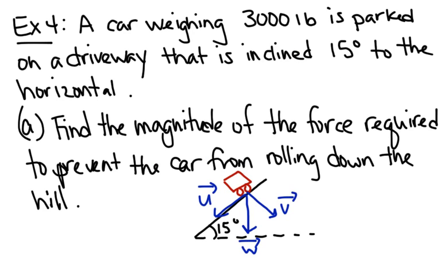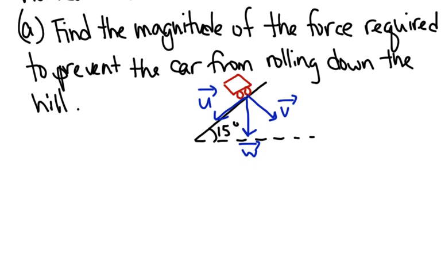So let's do an example of this component of U along V. And by the way, it's not always U along V. A car weighing 3,000 pounds is parked on a driveway that is inclined 15 degrees to the horizontal. Find the magnitude of the force required to prevent the car from rolling down the hill. So I drew a picture here. I've got the car on the hill, and we have vector U, which is the force pulling it down the hill. Vector V is the weight of the object into the hill, and W is the gravitational force, the force of the weight of the car towards the center of the earth.